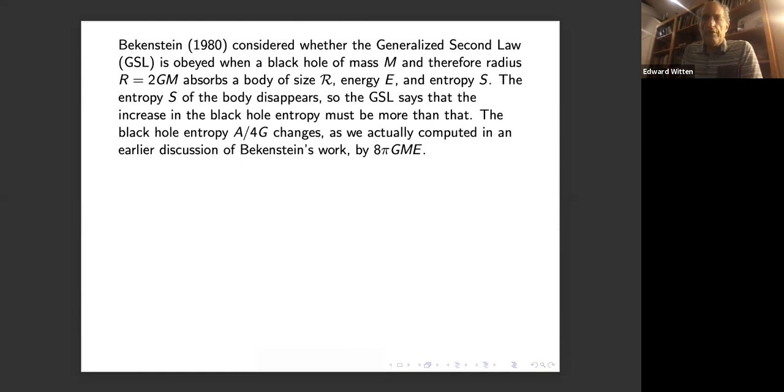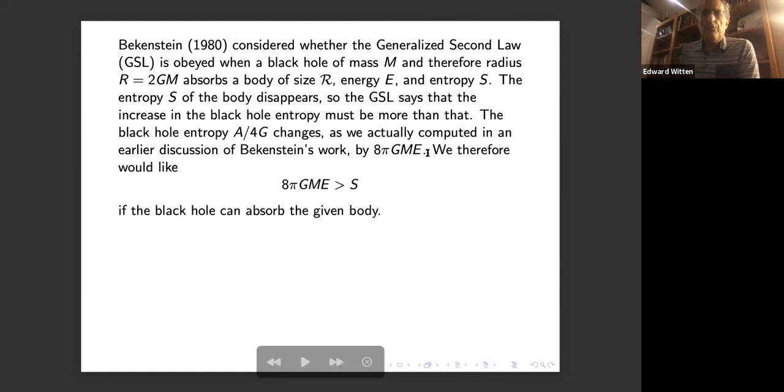The black hole entropy changes because when the black hole mass increases by E, its area goes up. We actually computed on Monday my time, Tuesday your time, that the black hole entropy changes by 8 pi G m E, where m is the mass of the hole and E is the energy of the body it absorbs. So for the Bekenstein bound, we want 8 pi G m E to be bigger than S.